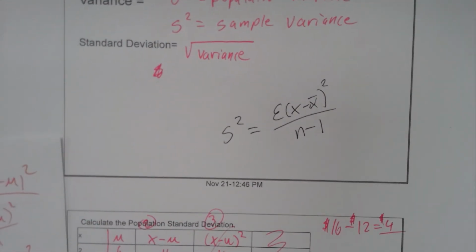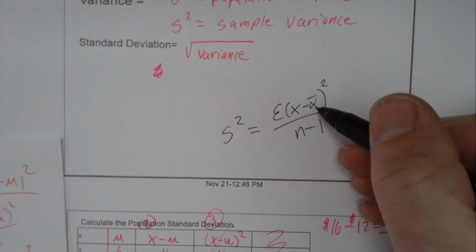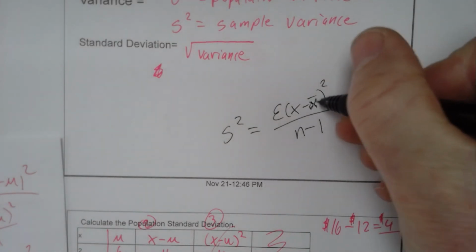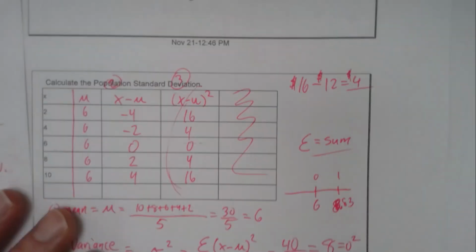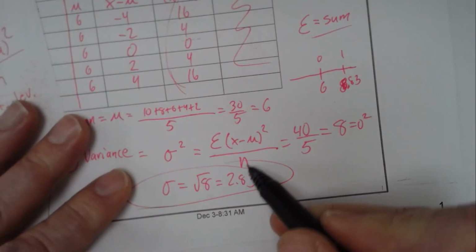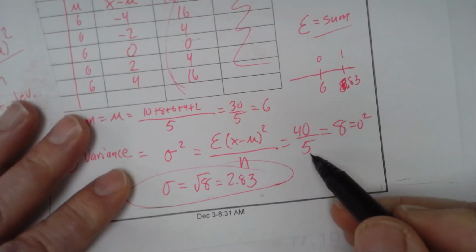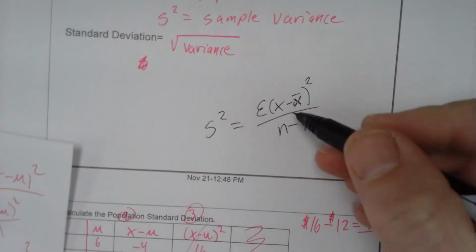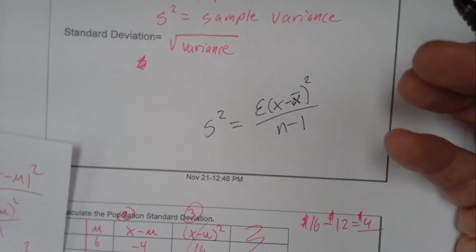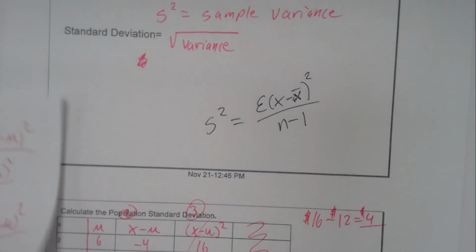Now remember, mu is the population average. X bar is the sample average. So it's x minus x bar squared. So you figure this out exactly the same way. You add it all up. The only difference is right here we would have said 40 divided by 4 instead of 5. And then you take the square root, and then you have the sample standard deviation. So I forgot to add that in there.